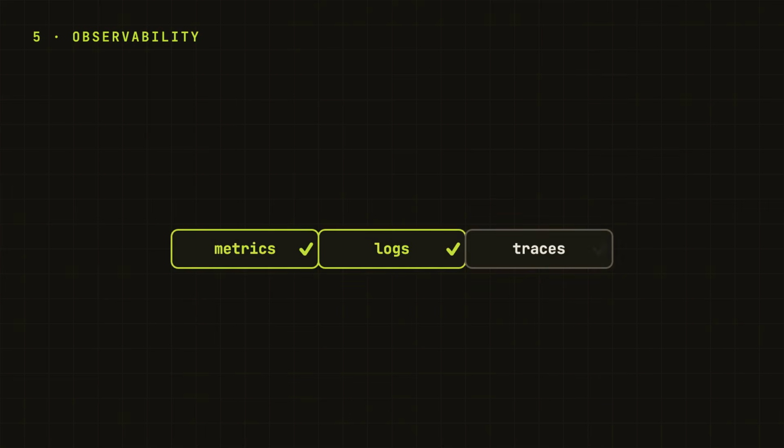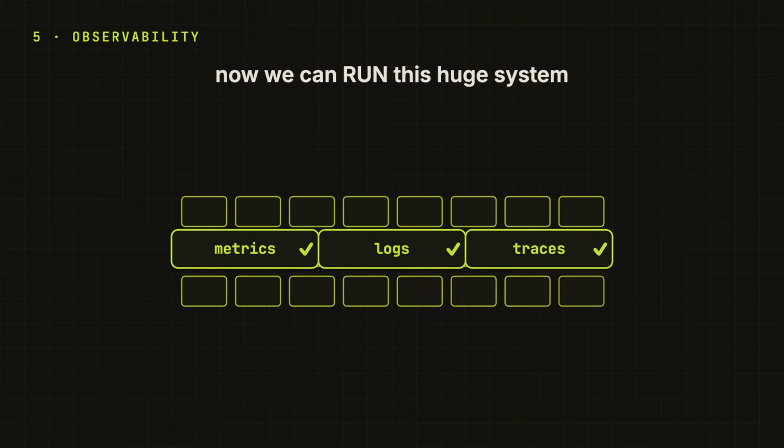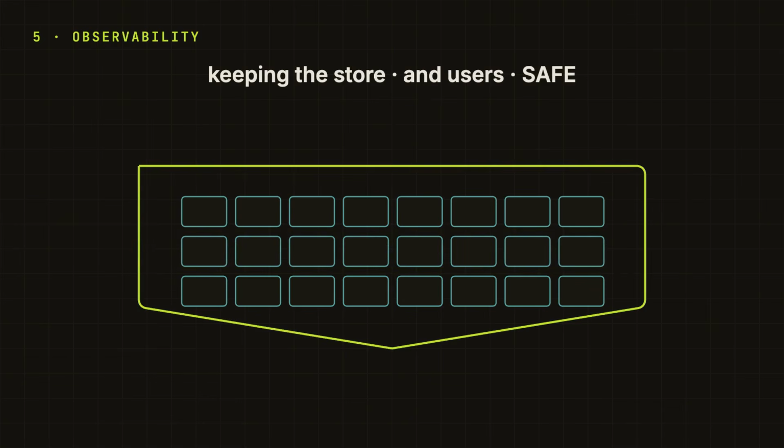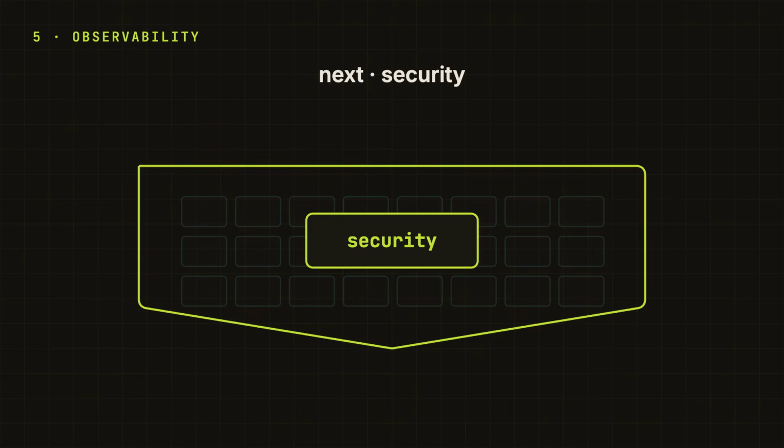So, in our store, observability through metrics, logs, and traces is what lets us actually run this huge system and find and fix problems quickly. Now, there is one area we have touched on but not faced directly, and it runs through everything: keeping the store and its users safe. So, let's finish the building with security.